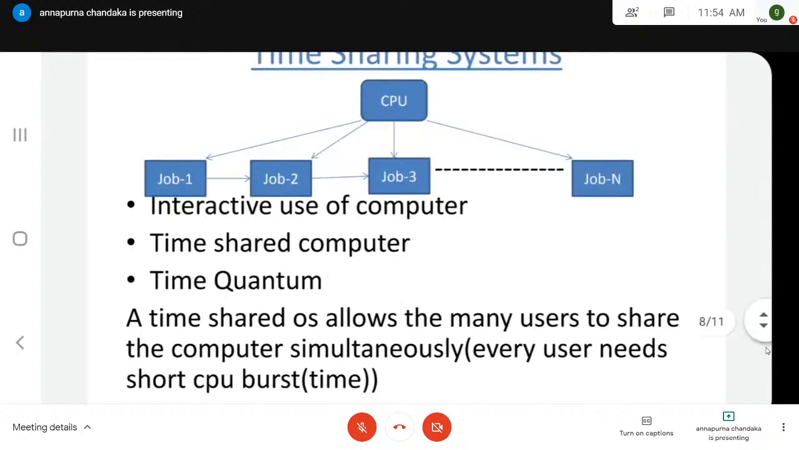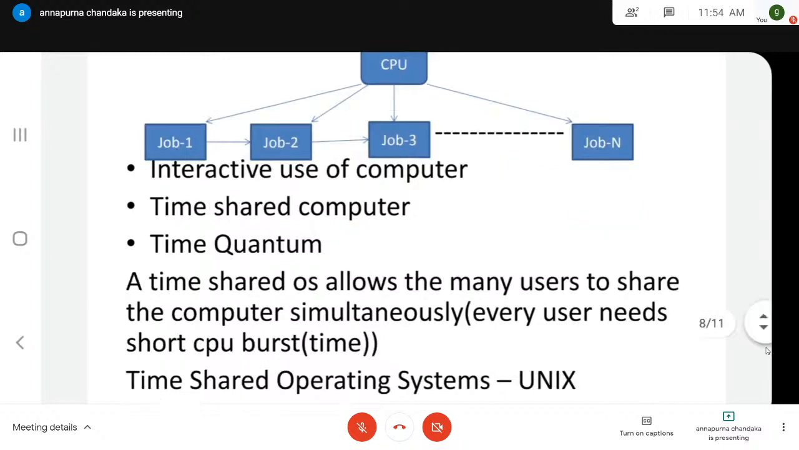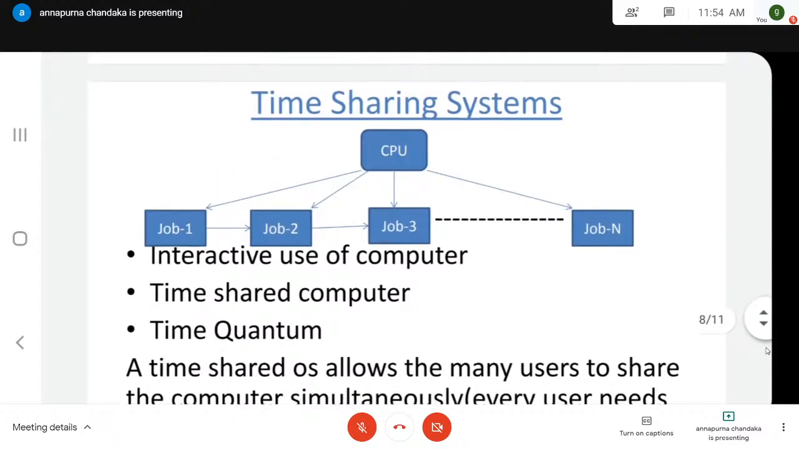Generally, the way of defining different types of operating systems in the market is that there are 3 types: single user single tasking operating system, single user multitasking operating system, and multi-user multitasking operating system. So let us see a small example for all this. First, the single user single tasking operating system.